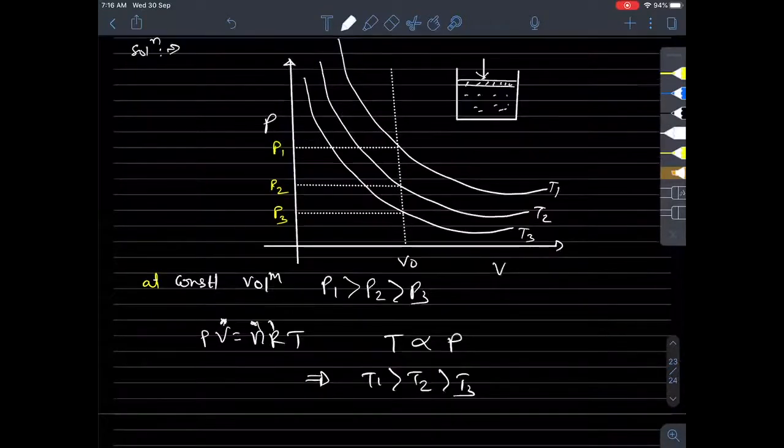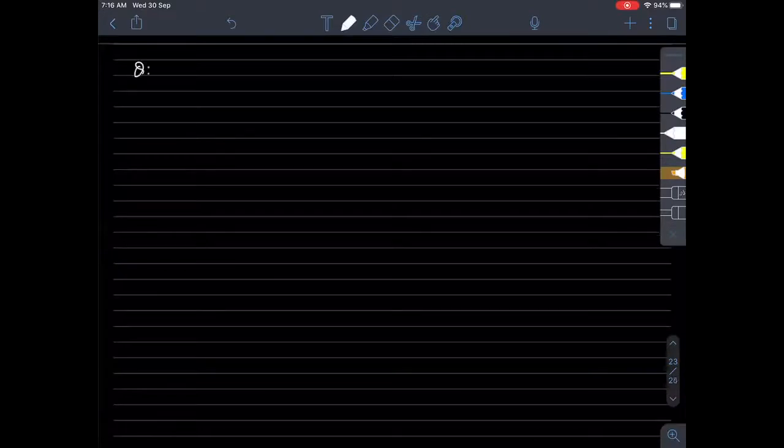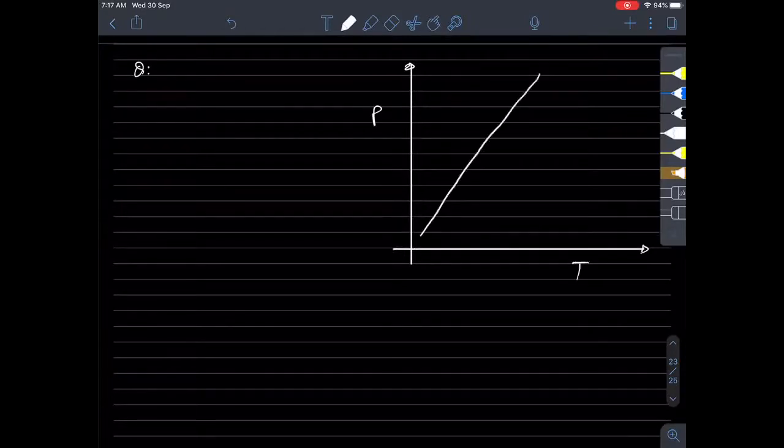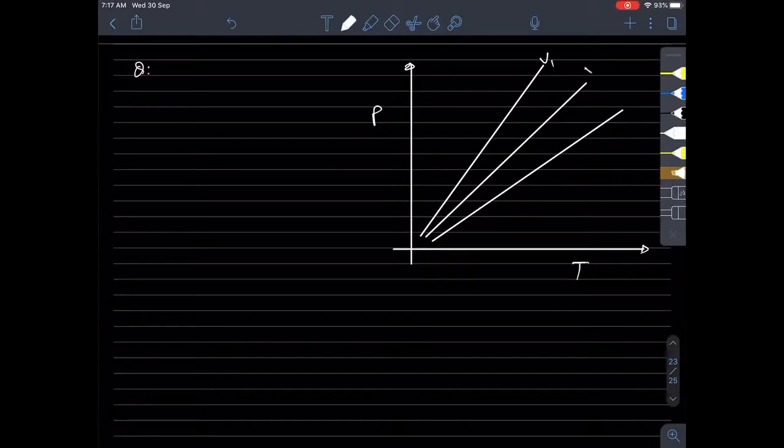Now let's move to the next. All right. So what is the next case? Suppose I'm changing the graph. Suppose guys, these are the three curves given to you. And that is again for a given mole of gas, where the number of mole is fixed. Suppose this is V1, this is V2, this is V3.